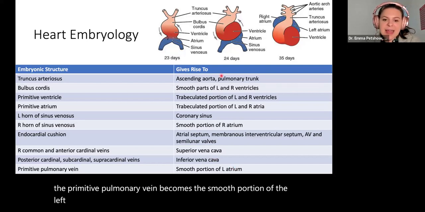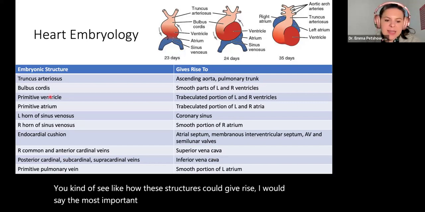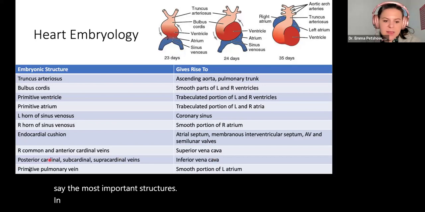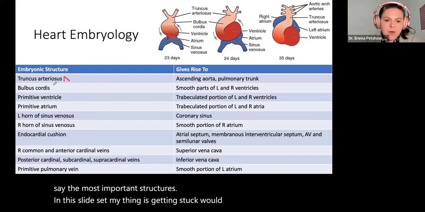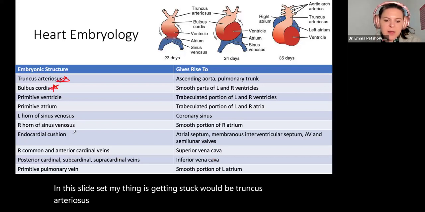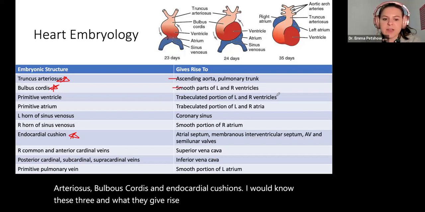You can kind of see how these structures could give rise. I would say the most important structures in this slide set would be truncus arteriosus, bulbus cordis, and endocardial cushions. I would know these three and what they give rise to, and then I wouldn't probably worry about the others.